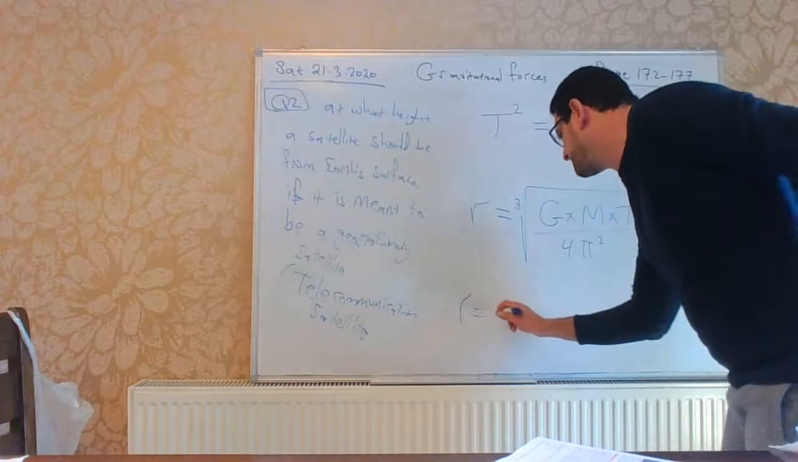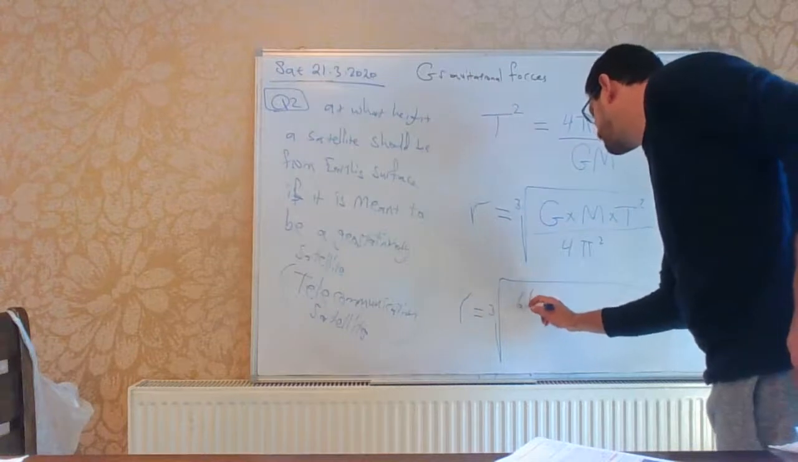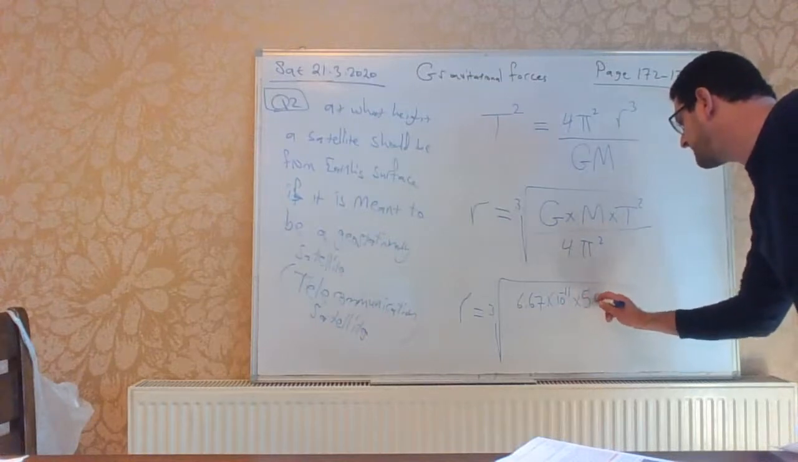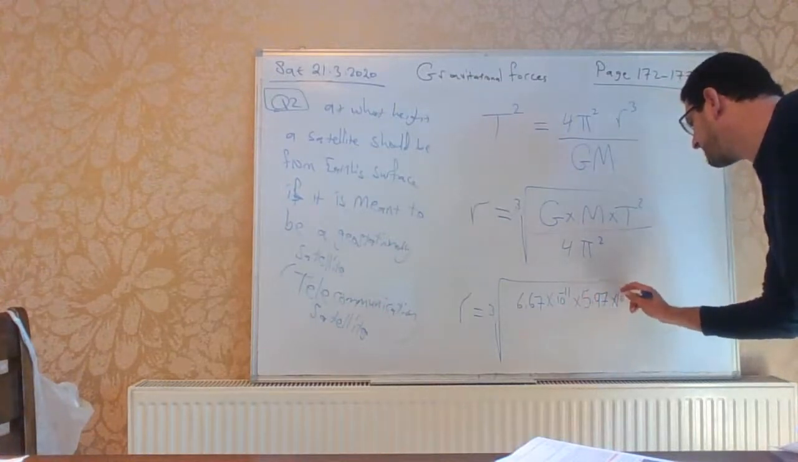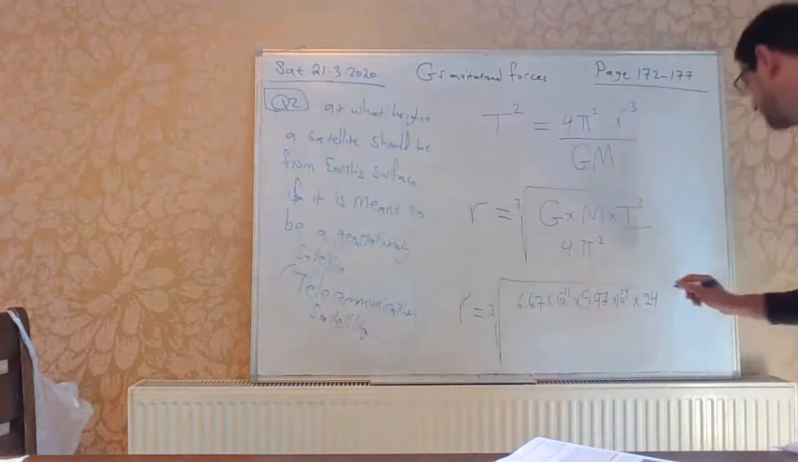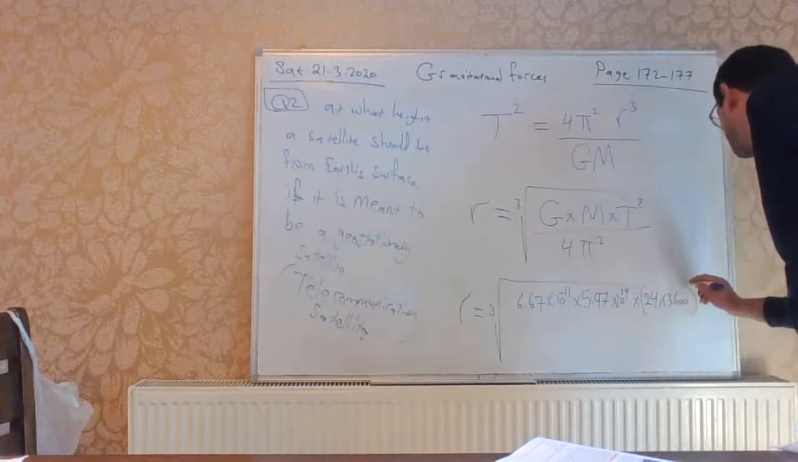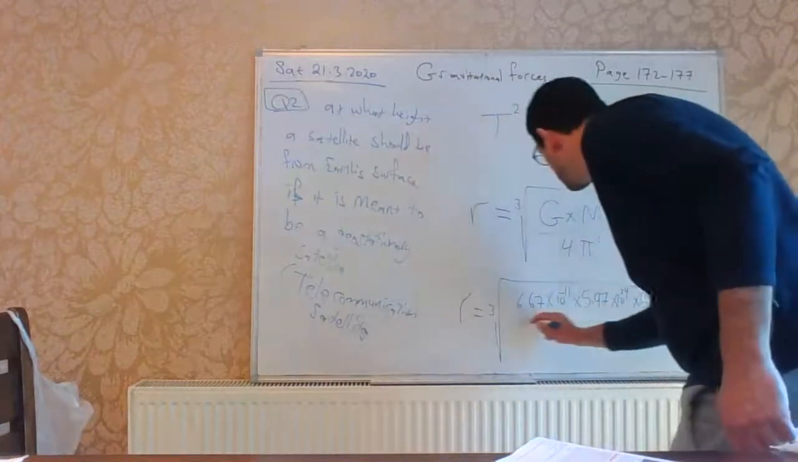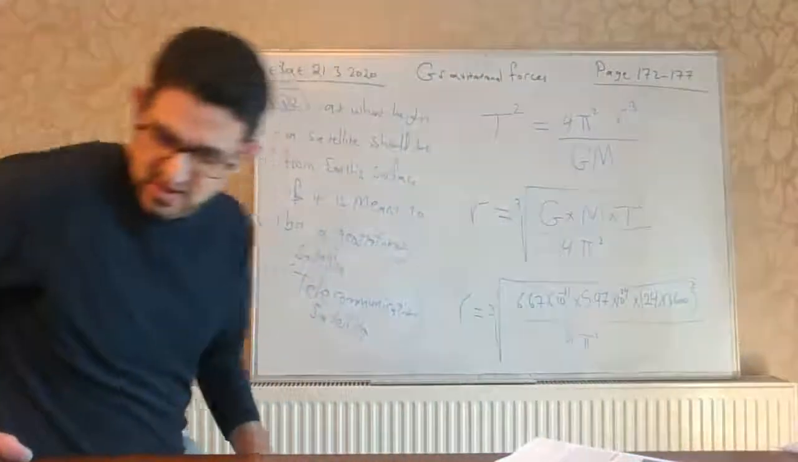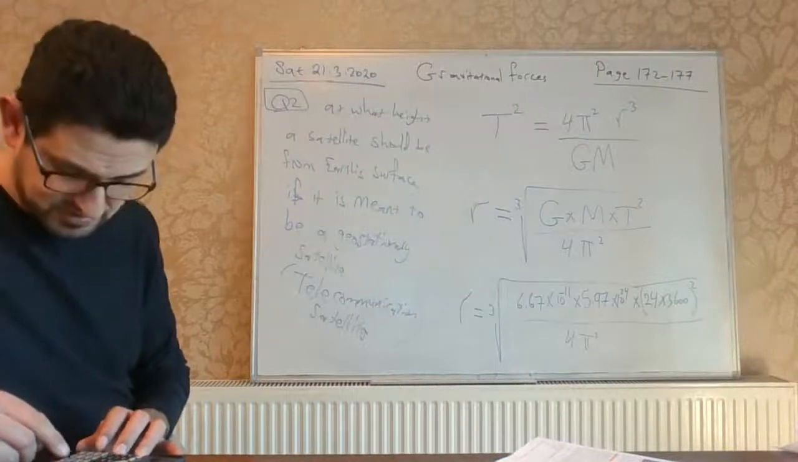So the radius should be the third root of 6.67 times 10 to the power of negative 11 times 5.97 times 10 to the power of 24 times 24 hours times 3,600 seconds, all of them squared, divided by 4 pi squared. If you have a better calculator, please do the calculation for me. I will do it, but just in case.